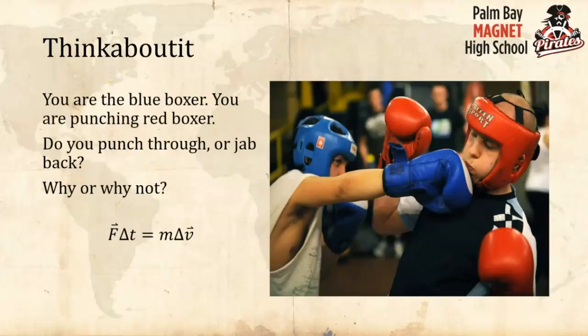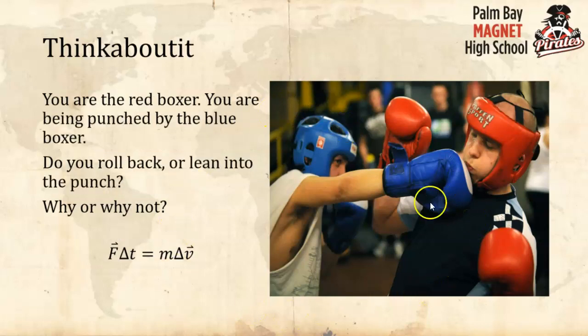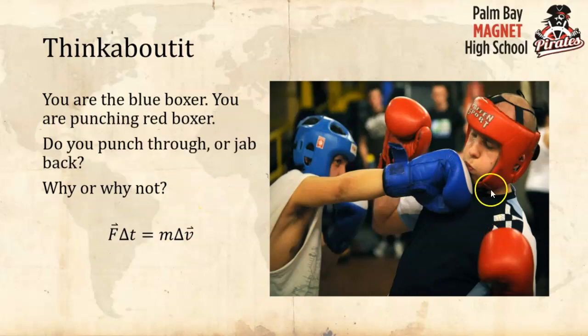So let me talk about hitting people. Don't encourage this, of course, but if you're Mr. Blue here, you're punching the red boxer. In theory, I know there's a lot of boxing that I don't fully understand, but in theory, do you want to punch through or jab back? Do you want to increase the amount of time your fist is in contact with this dude's chin, or do you want to decrease it? In theory, you're going to want to get your fist to hit the dude's face and stop in the shortest amount of time possible in order to impart the maximum amount of force.